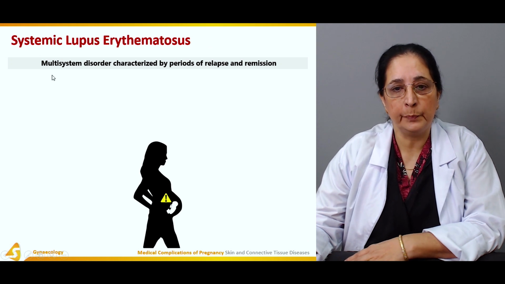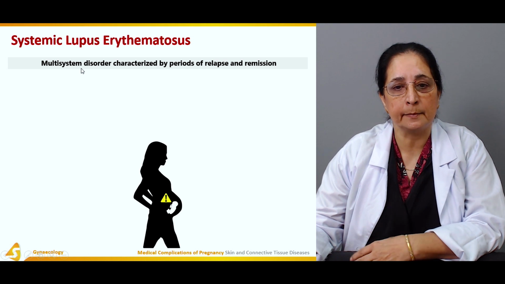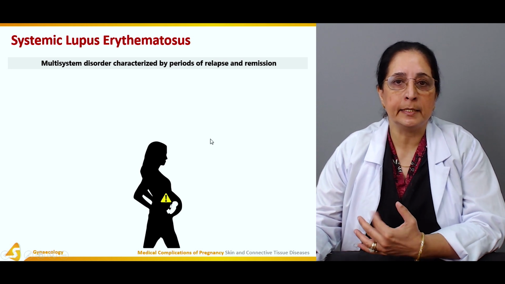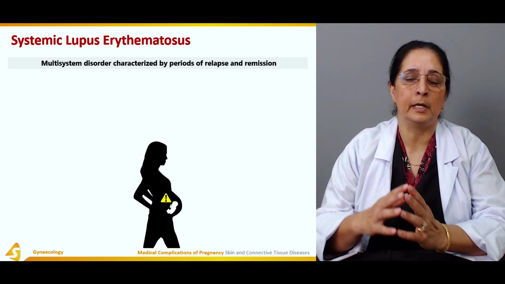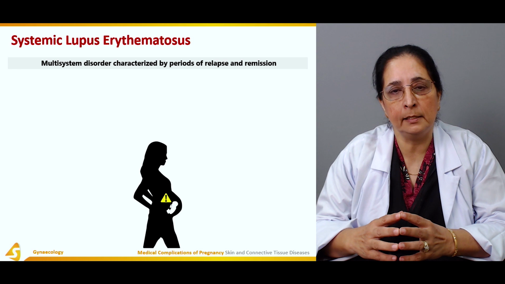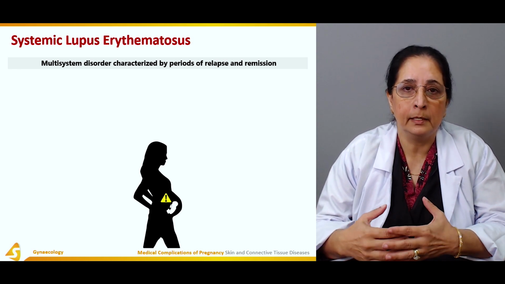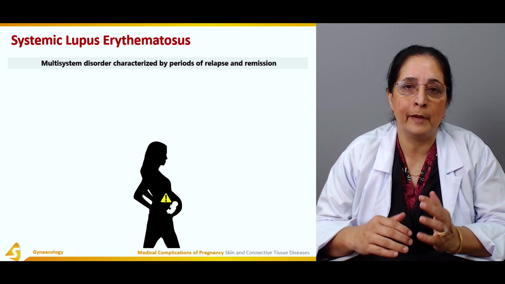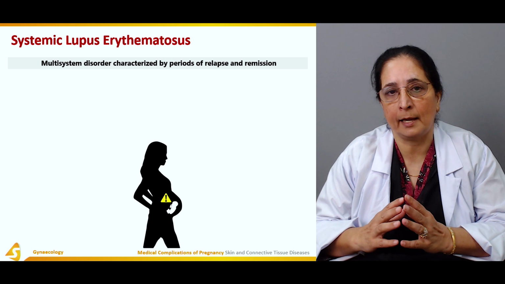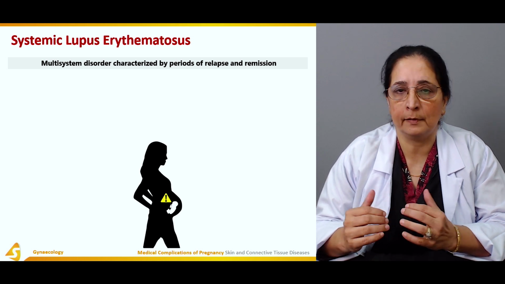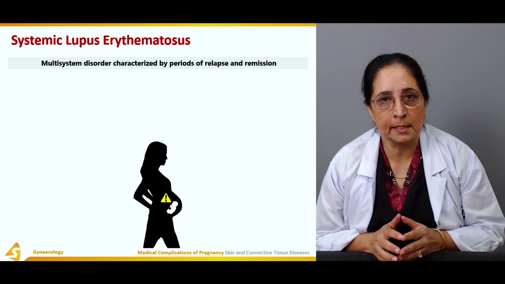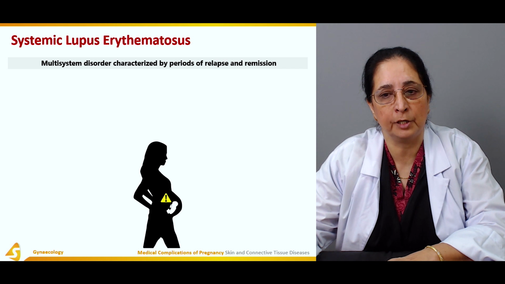SLE, or systemic lupus erythematosus, is a multi-system disorder characterized by periods of relapse and remission. So it's a multi-system disease. It affects different systems of the body, but it has periods of remission and relapses. Patients who have SLE have periods when they are completely normal. They seem like they have nothing wrong, but when they have periods of relapses or when attacks occur, their condition is really very miserable. They have pains, body aches, and different other involvements. So it's a condition in which there is involvement of multiple systems, and then there are periods of exacerbation and remission.